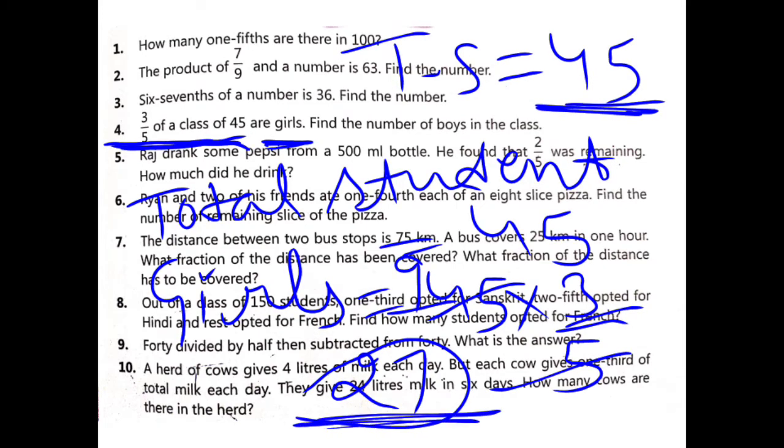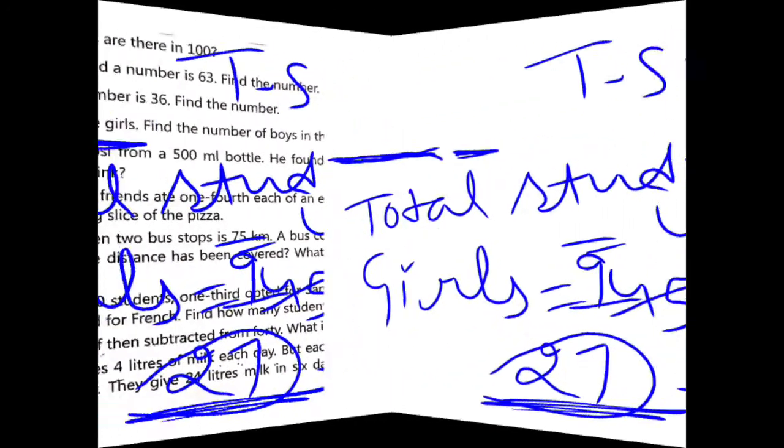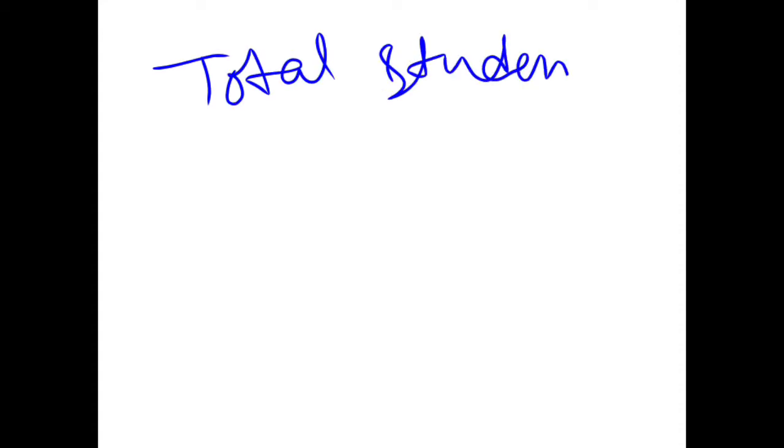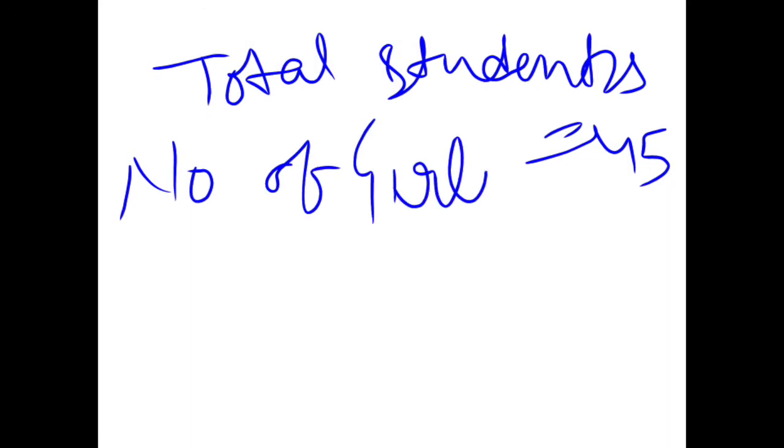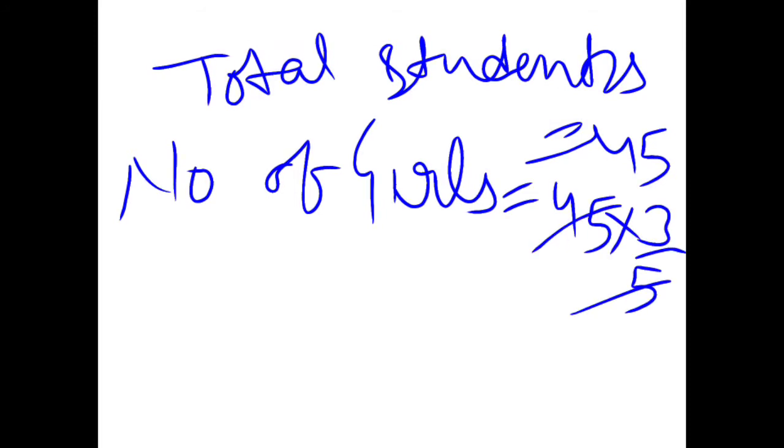So how many boys are there in the class? Again I'm writing: total students are 45 and number of girls equals 45 multiplied by 3 upon 5. So again I'm cutting so that you can learn. 5 nines are 45 and 9 threes are 27. So number of girls is 27.